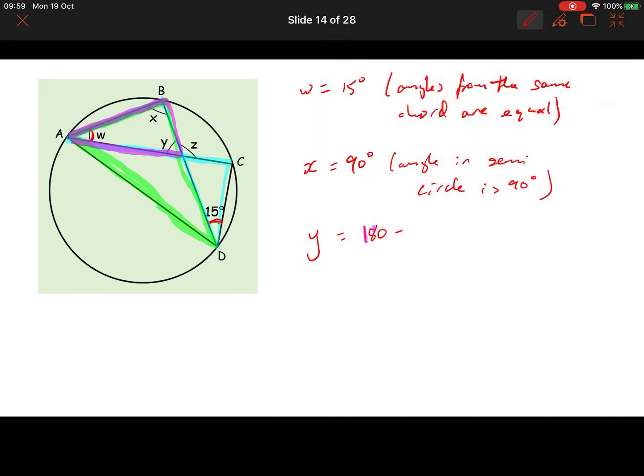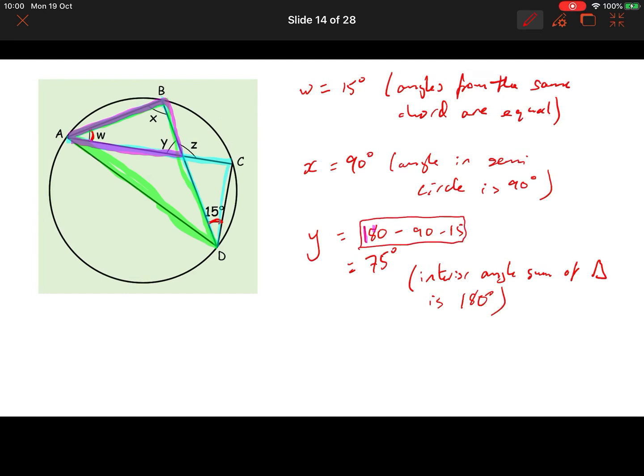Let's just write that down. 180 minus 90 minus 15. And that is equal to 75 degrees. Now it's very important that you understand that what I've done there is a calculation, not a reason. You have not given a reason yet. The reason is interior angle sum of triangle is 180 degrees. That's a reason. This is a calculation which you need to give. This is a reason, okay?